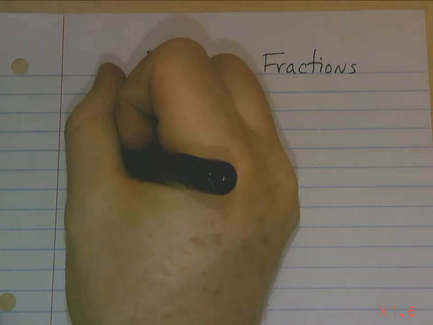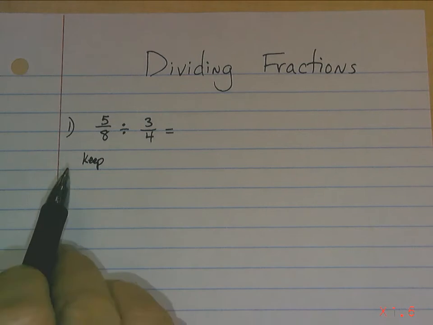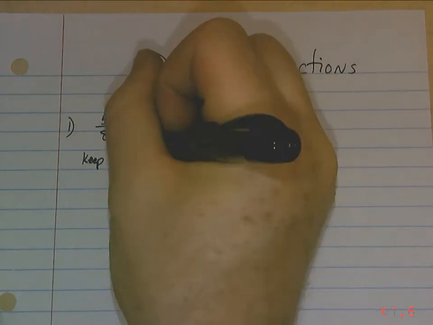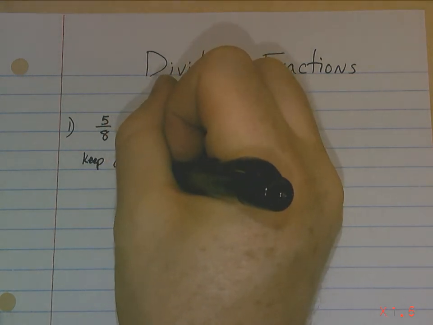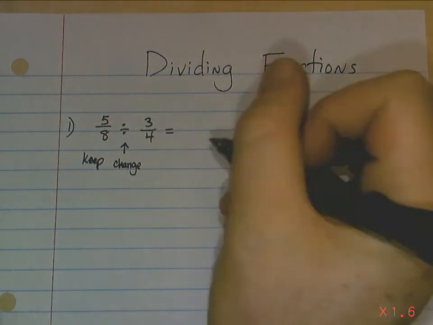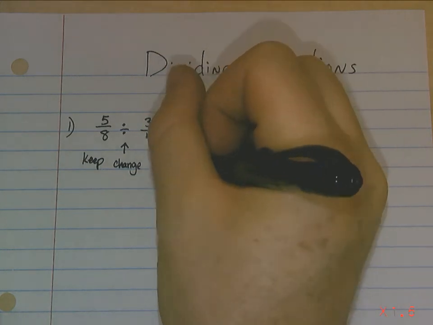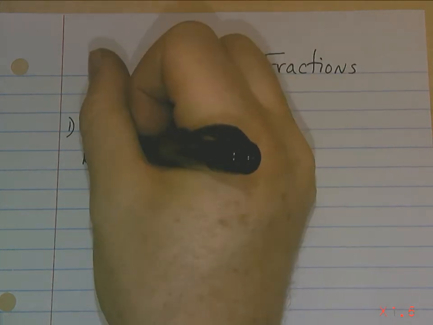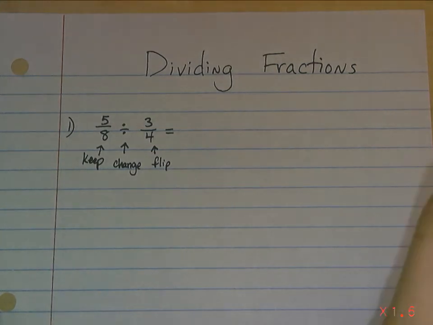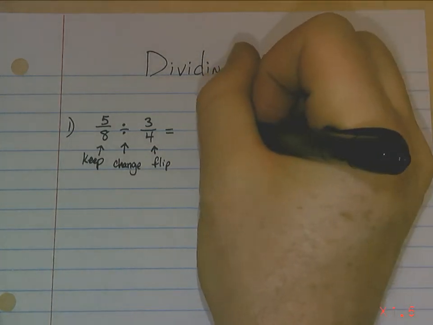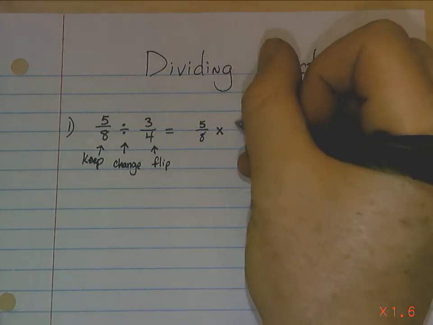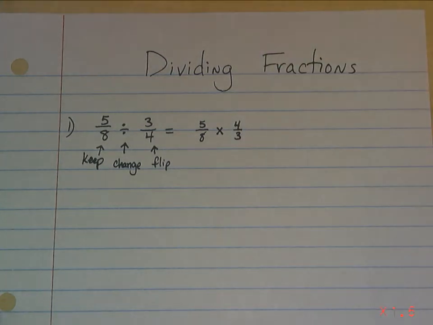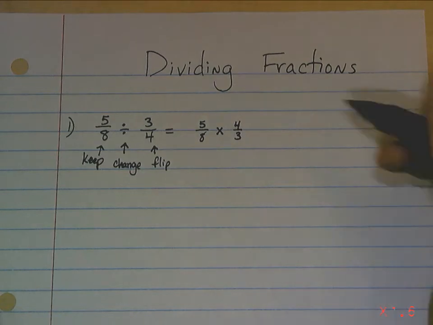What we do is we keep the first fraction the same. We change the division to a multiplication, and then for the second fraction, we flip it. You'll hear that a lot: keep, change, flip. So we keep the first fraction, change division to multiplication, and then we flip 3/4 to make it 4/3. The technical term is that the reciprocal of 3/4 is 4/3.